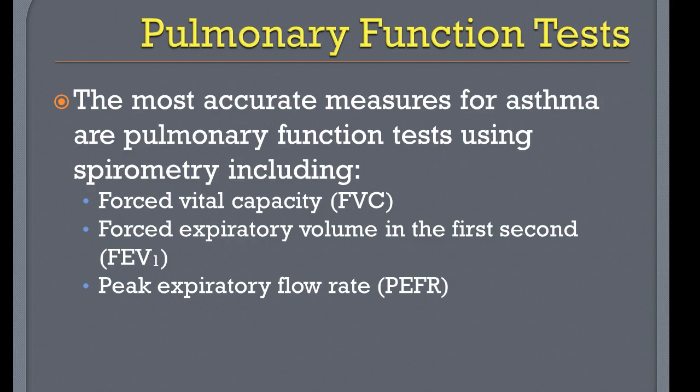And the most accurate measure for asthma are pulmonary function tests using spirometry, including forced vital capacity, forced expiratory volume, and peak expiratory flow rate. And I wouldn't expect you to know all the components of pulmonary function tests, but this is a huge test to really determine and make that diagnosis of asthma, and then later on done to progressively see if that asthma is getting any worse and maybe needs more aggressive treatment and therapy for that patient.